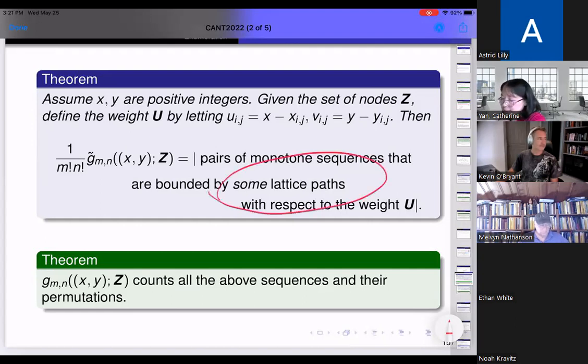So this result gives us a definition of increasing parking functions with respect to the weight u. And when you allow yourself to freely permute the entries, we get a definition of parking functions with respect to the weight u in two dimensions.